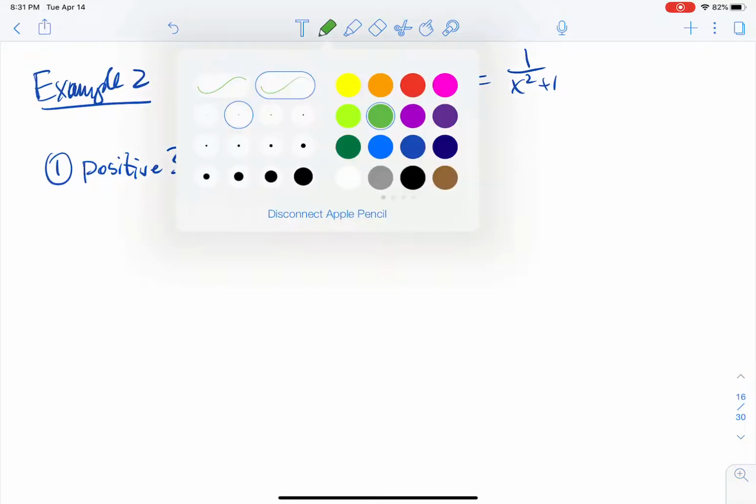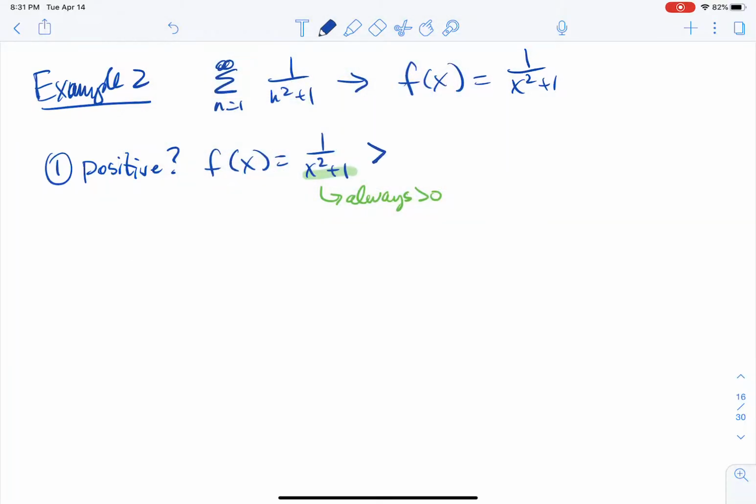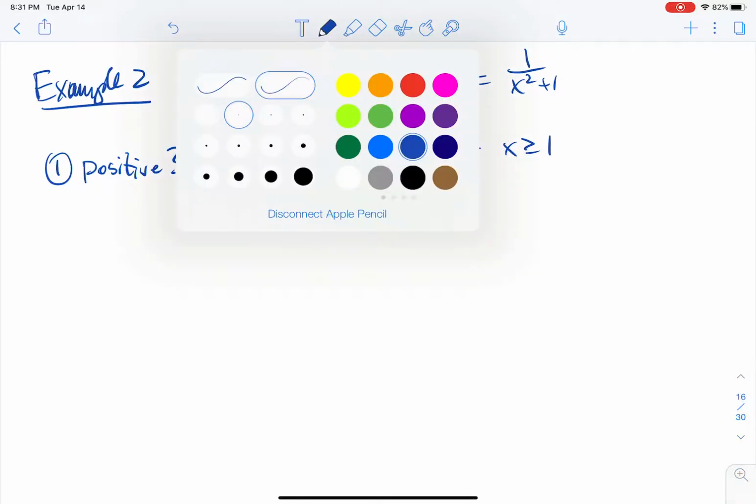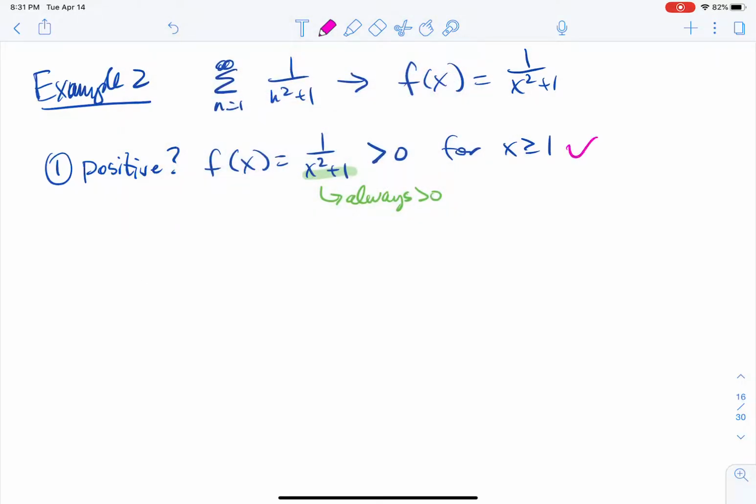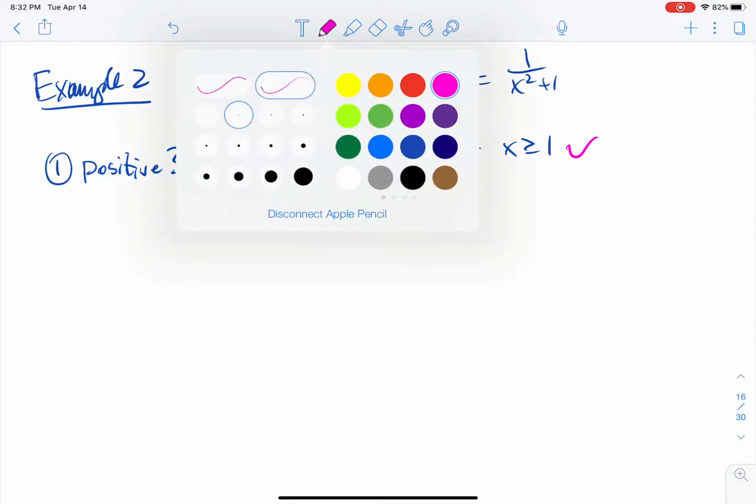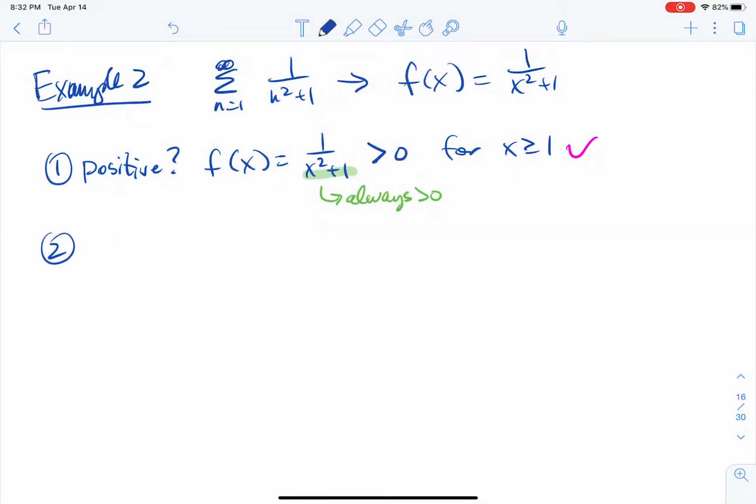Right? Okay. We only need it to be positive for x greater than or equal to 1. Check. We're good to go on the positivity part. Number 2, is it continuous?